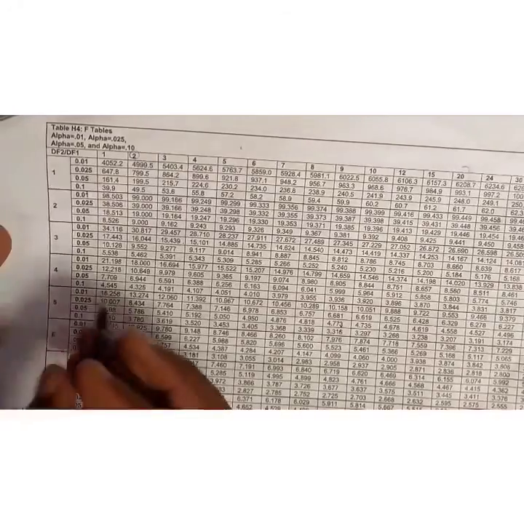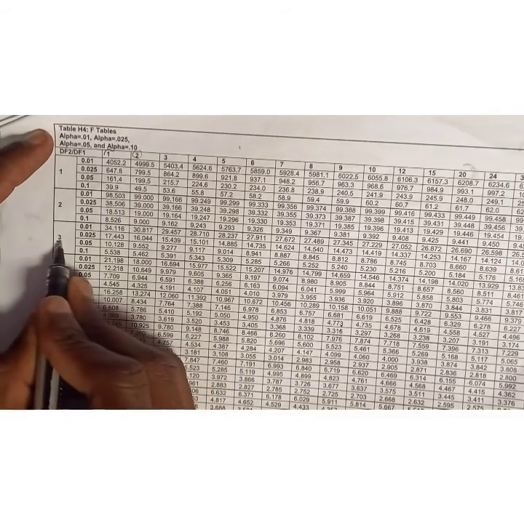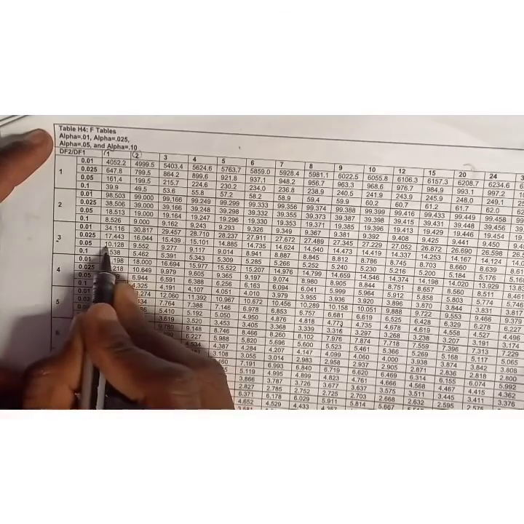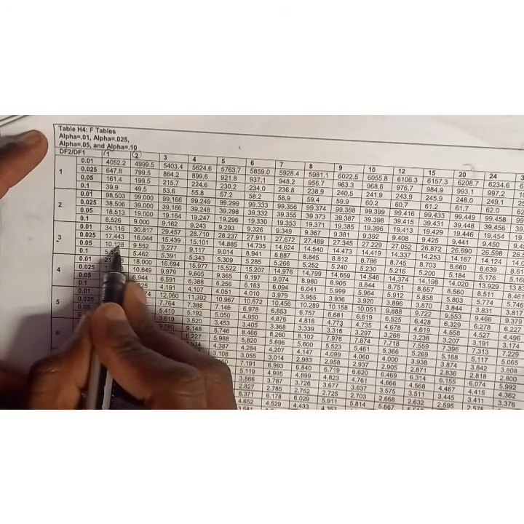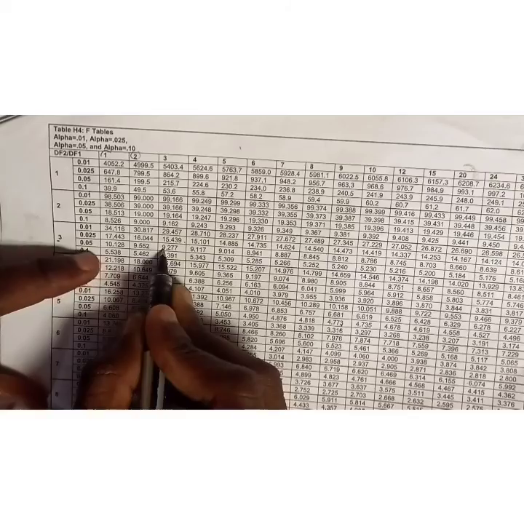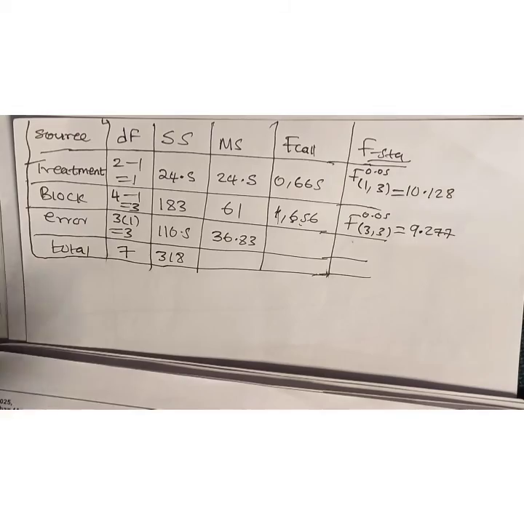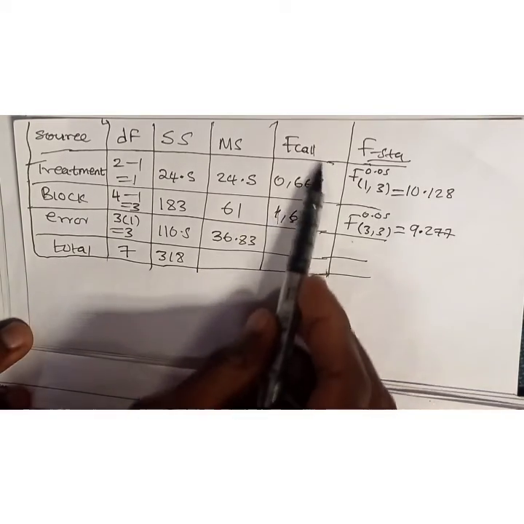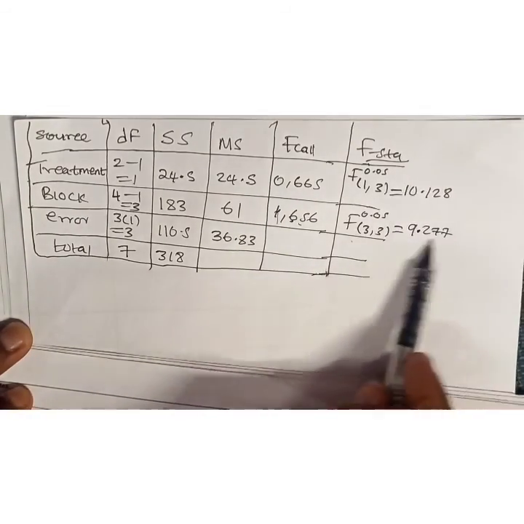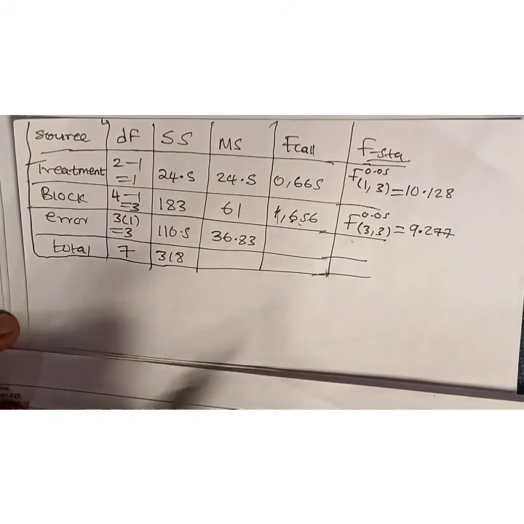And the corresponding F statistics values are from the F table. We're looking for F of 1 and 3 for 5%. So you check it carefully, I think it's here, 10.128. And we look at F of 3 and 3, which is 9.277. If you check carefully, our F calculated is less than our F tabulated. It means indeed we did well by failing to reject, because it supports this.